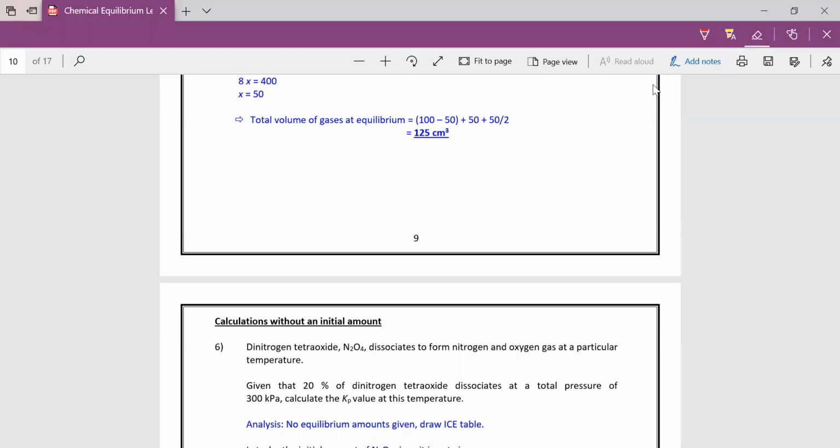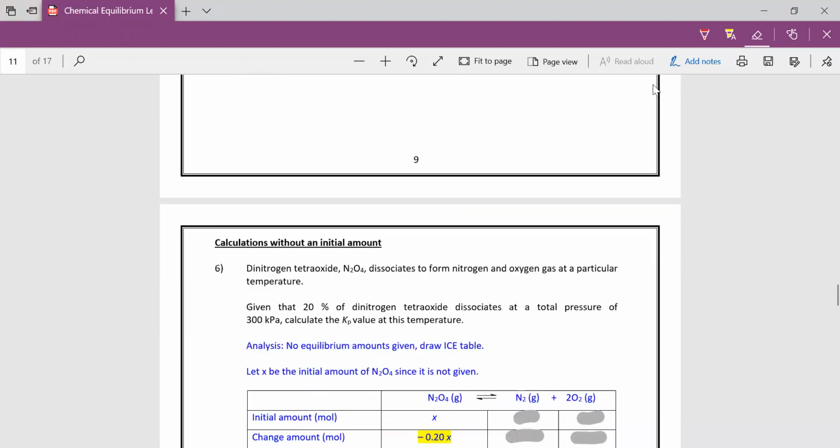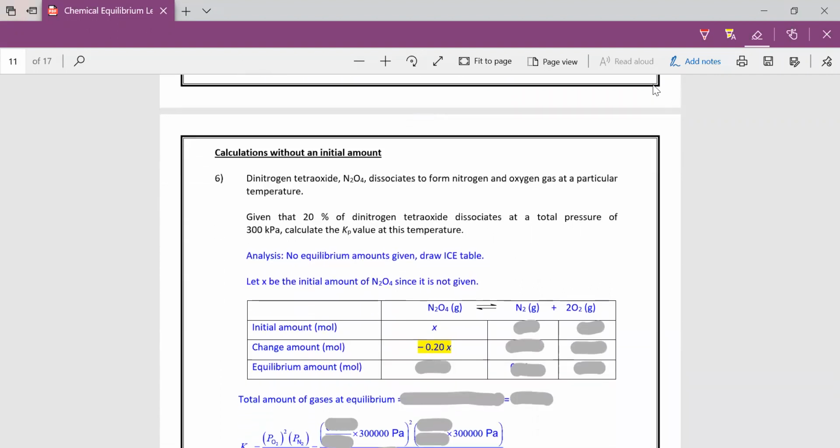Okay, carrying on to question 6. So we note that we are given dinitrogen tetraoxide, N2O4. It dissociates to form nitrogen and oxygen at a particular temperature. So this question doesn't even want to give you the temperature. All right, we are told that given 20% of it dissociates at a total pressure of 300 kilopascal, calculate the Kp value at this temperature.